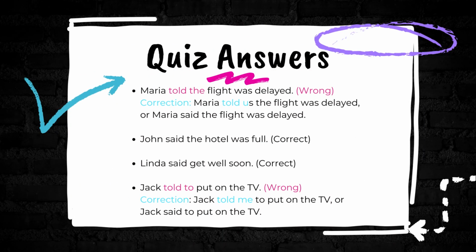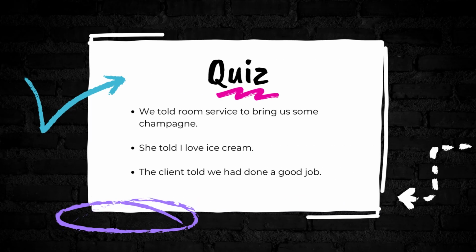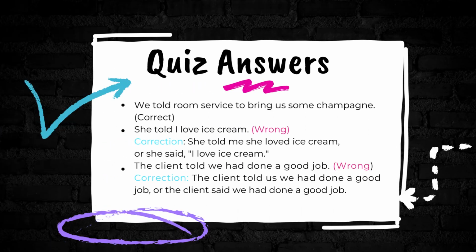John said the hotel was full. Correct. Linda said, "Get well soon." Correct. Jack told to put on the TV. Wrong. Correction. Jack told me to put on the TV, or Jack said to put on the TV. We told room service to bring us some champagne. Correct. She told I love ice cream. Wrong.